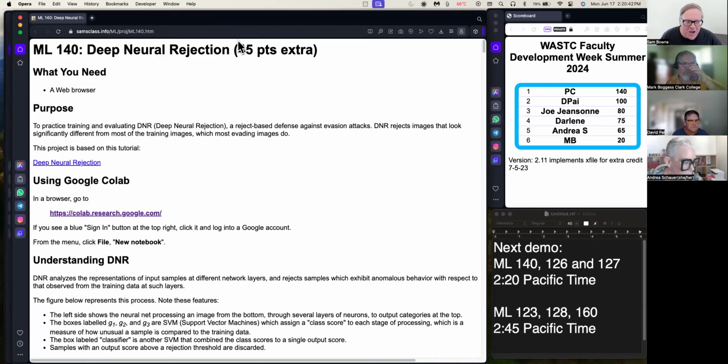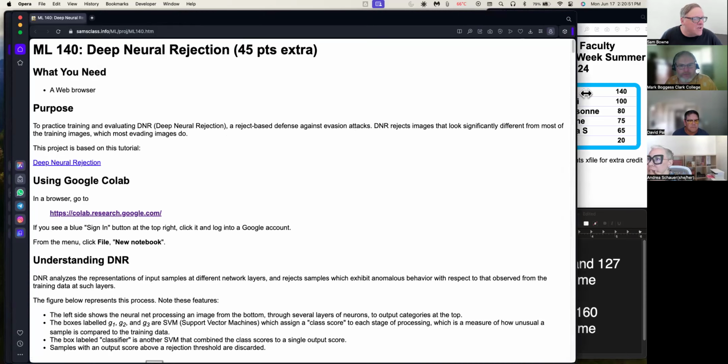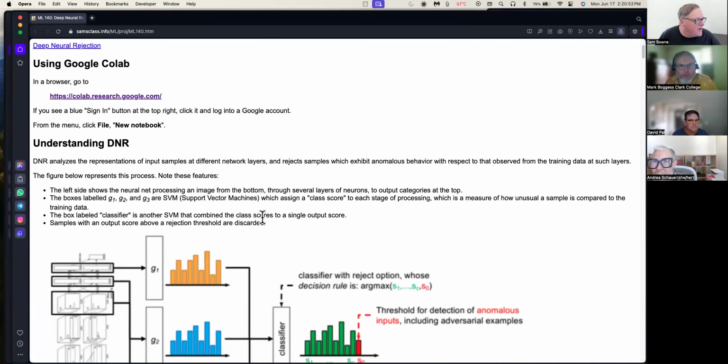And one thing that really bothered me is they didn't have any proof that the defense was effective. And I wanted a nice, simple way to see if it was working. So I got that finally working, and I'm pleased with this. It's not hard to do. It took me a long time to figure it out. But this thing is called deep neural rejection.